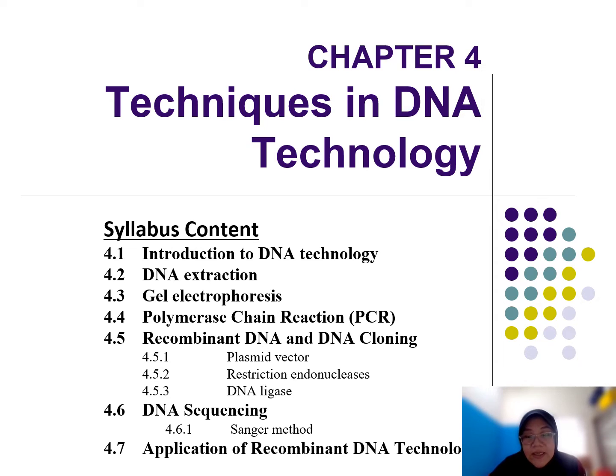So what is recombinant DNA? Recombinant DNA is where the molecules of DNA from two different species are inserted inside the host to produce a combination of DNA that will give benefits to science, agriculture, pharmaceuticals, and also farm animals. So that is the importance of recombinant DNA. The process of production of recombinant DNA involves several steps that I just mentioned, from 4.2 until 4.6.